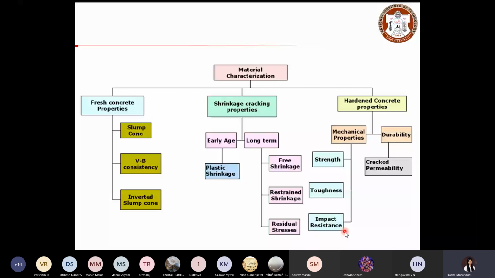Then durability performance we will discuss in the next lecture: how the permeability, or the voids and pores in the concrete, can be harmful by allowing foreign elements to enter it, which will affect the strength as well as the ductility of your concrete. Those things we will cover in the durability aspect.